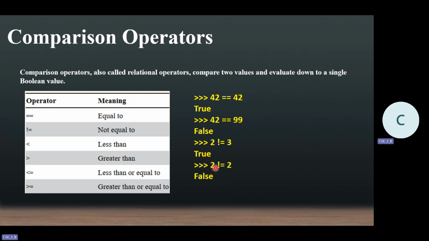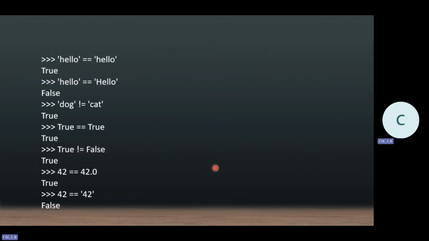And then 2 is not equal to 2. In this case 2 is equal to 2, so that is why the result is False. Next we can see some more examples where we take two string values and compare them.